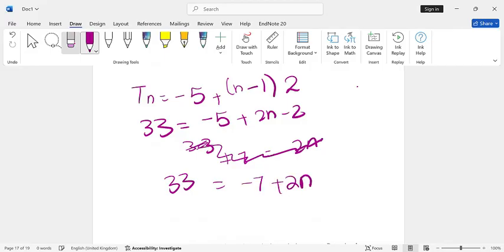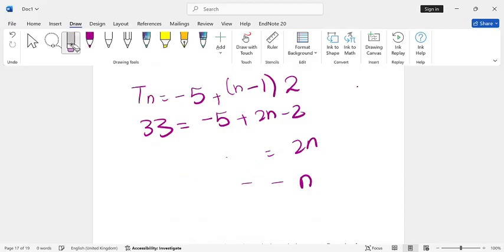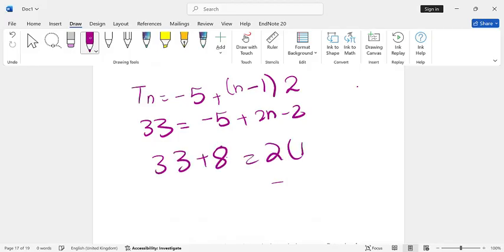Oh, sorry, we can write it like that. Just a moment. Sorry about that. We can write it like over here. We got 33 plus 8 equals to 2 into n minus 1. Okay? Now, again, apology. We have a mistake over here.